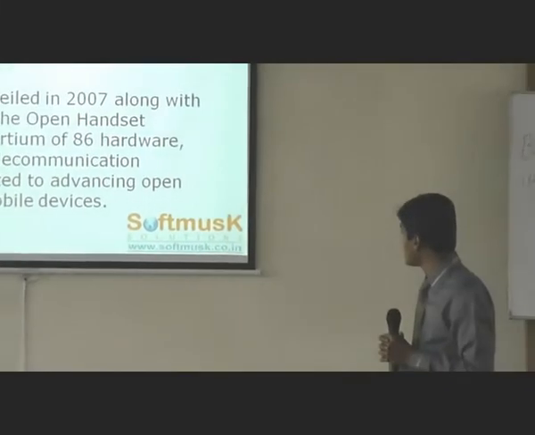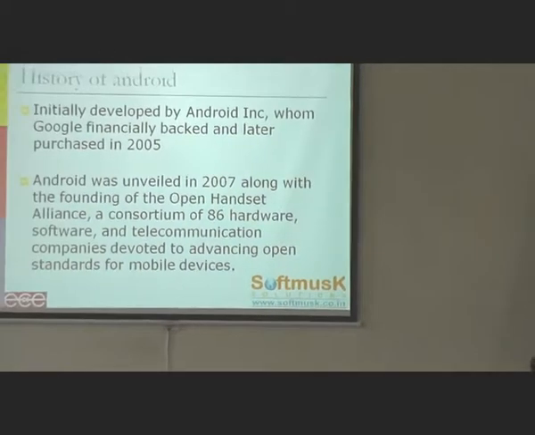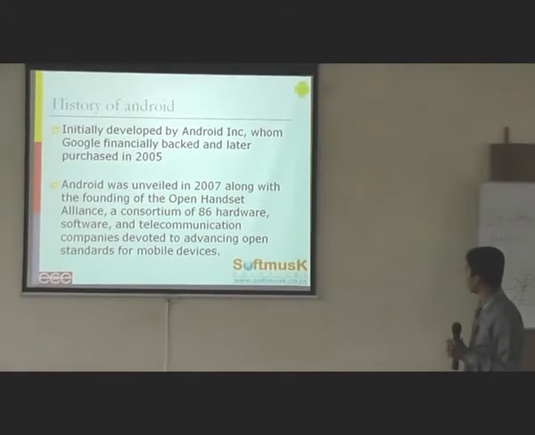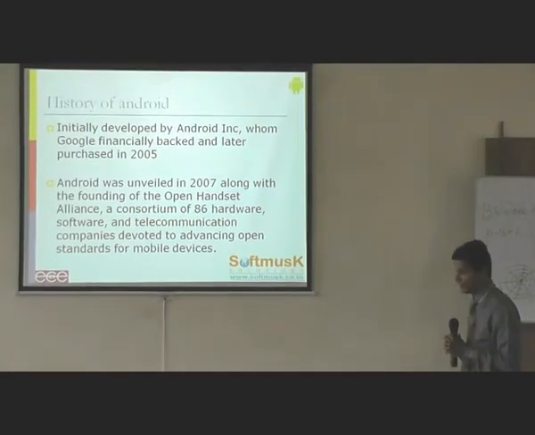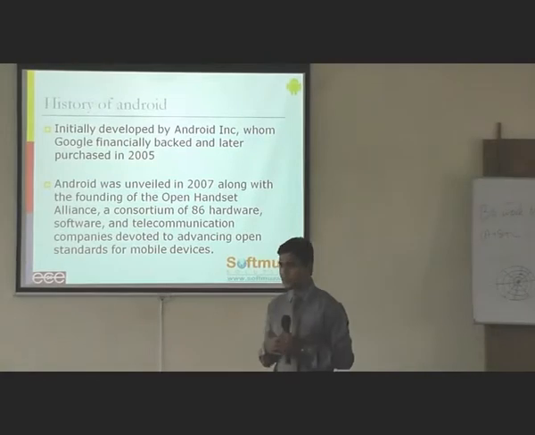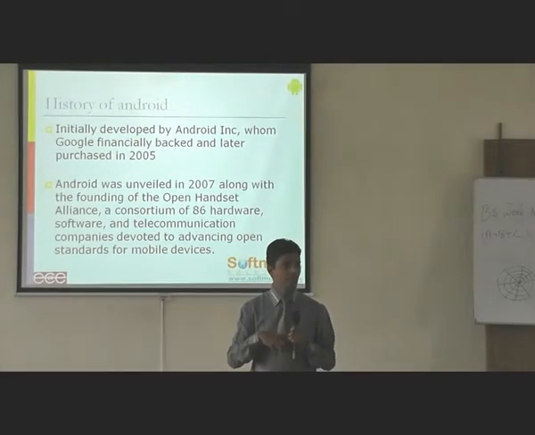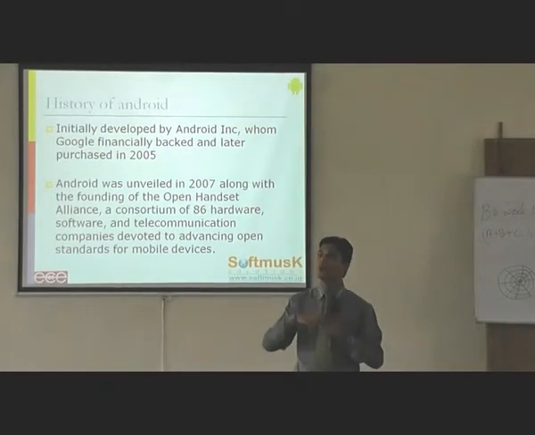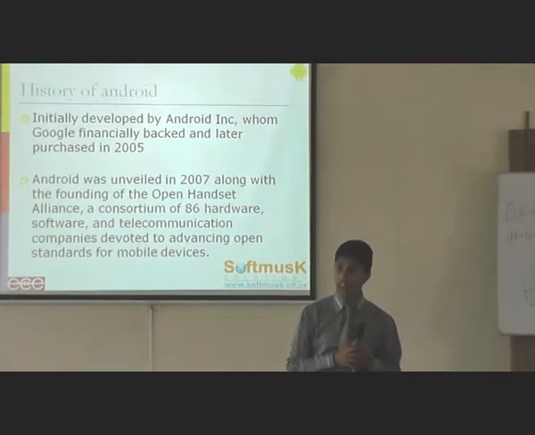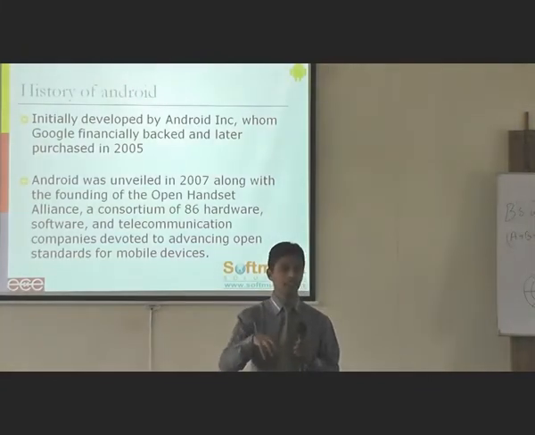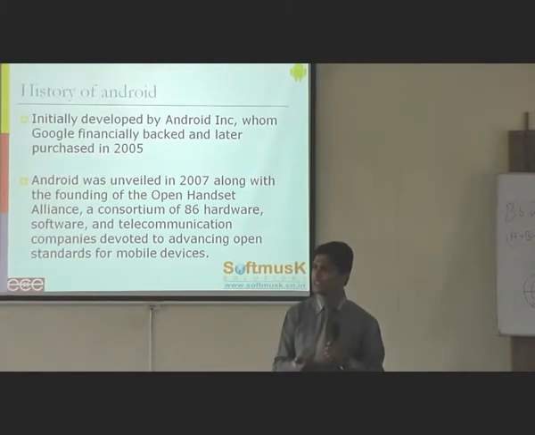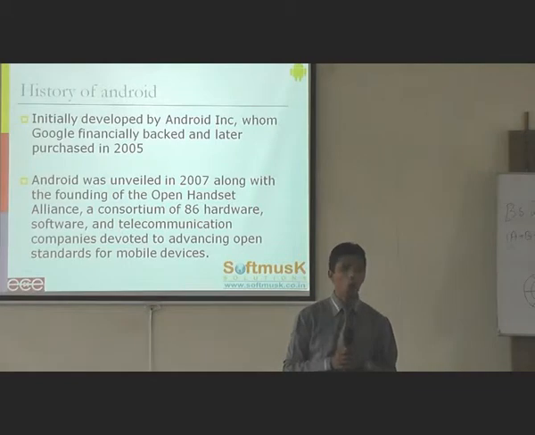Android was unveiled in 2007 along with the founding of the Open Handset Alliance, a consortium of 86 hardware, software and telecommunication companies devoted to advanced open standards for mobile devices. So what Google did is, instead of keeping the Android software with them or marketing it as their own, they formed a group of 86 companies. And they gave this Android software to these companies, saying it is not my property now, it's not Google's property. It is the property of this group now, of 87 companies. These 87 companies include software companies and hardware companies, and all of them together are called OHA, Open Handset Alliance.